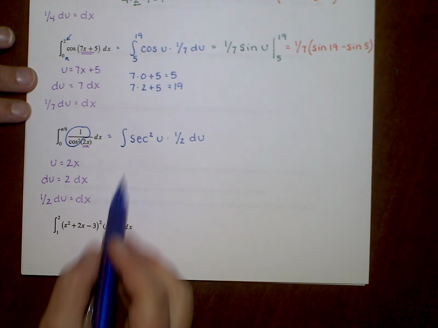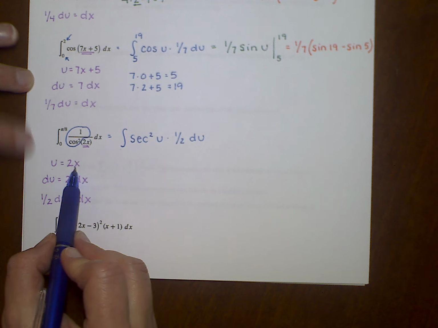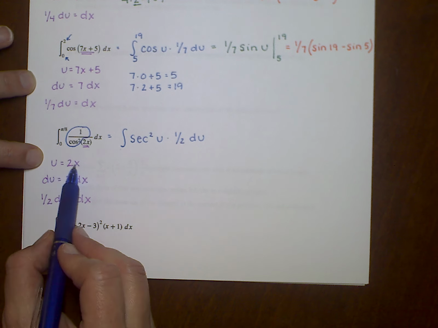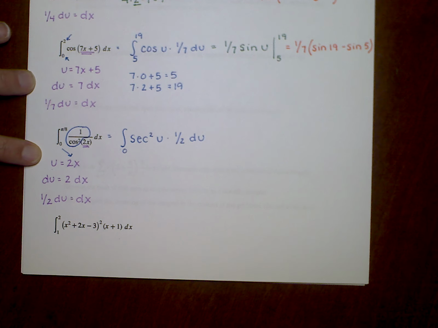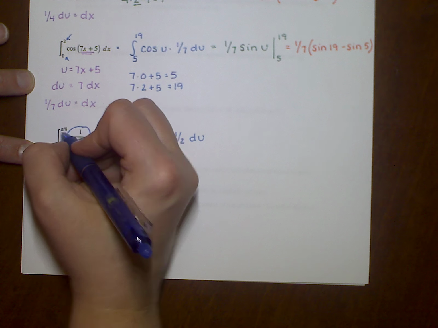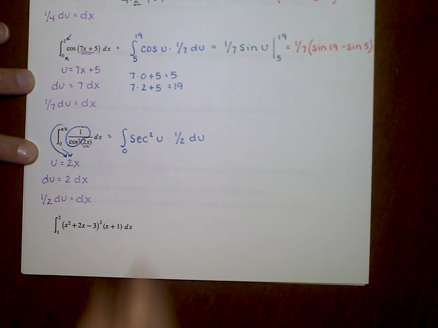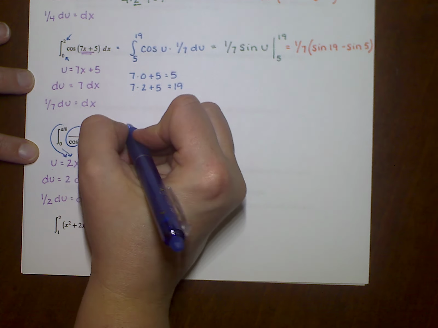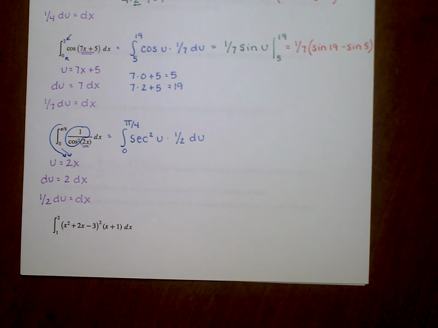And let's adjust our endpoints, okay? So our u is just 2x. So my 0, if I put 0 in here, is just going to stay 0. That 0 is not moving anywhere. But if I put pi over 8 in here for x, 2 times pi over 8 is really going to be pi over 4. If you don't believe me, 2 times 1/8 is equal to 1/4.